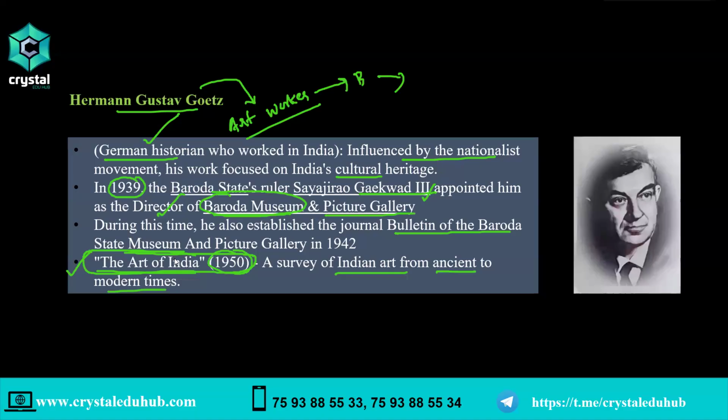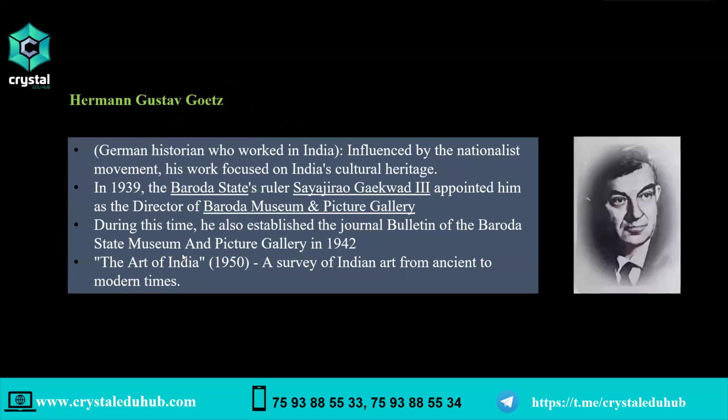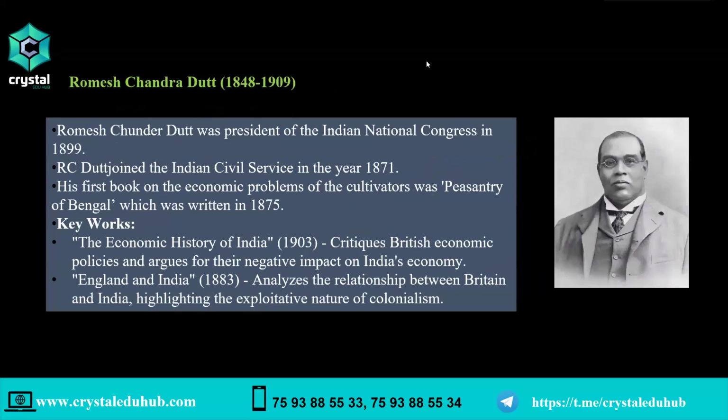So far we have discussed R.G. Bhandarkar, Vincent Smith, then Hermann Gustav Gotz. Now we have R.C. Dutt. You are very familiar with this particular name, Ramesh Chandra Dutt. We are discussing the early nationalist or early political leaders of the freedom movement, right? This R.C. Dutt was the president of INC in 1899, and he also joined the Indian Civil Service in 1871. So he was an educated middle class person.